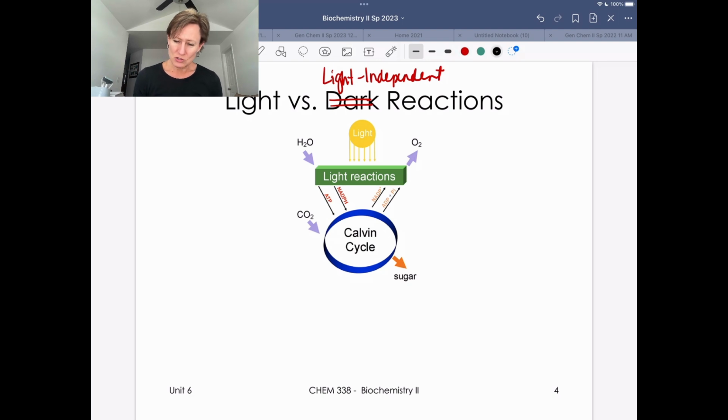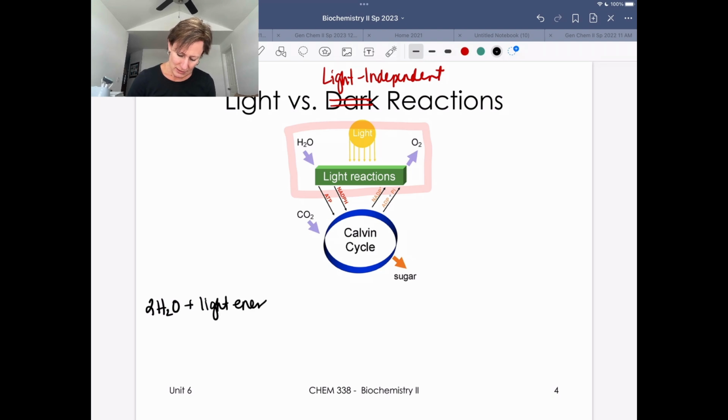Okay, so let's first look at what we're going to call the light reactions. That's this chemistry that we're going to have right here. I'm going to write an equation down below that summarizes everything that's happening there. We're going to have 2 molecules of water plus light energy, which is ultimately going to lead to molecular oxygen, NADPH, and then ATP.